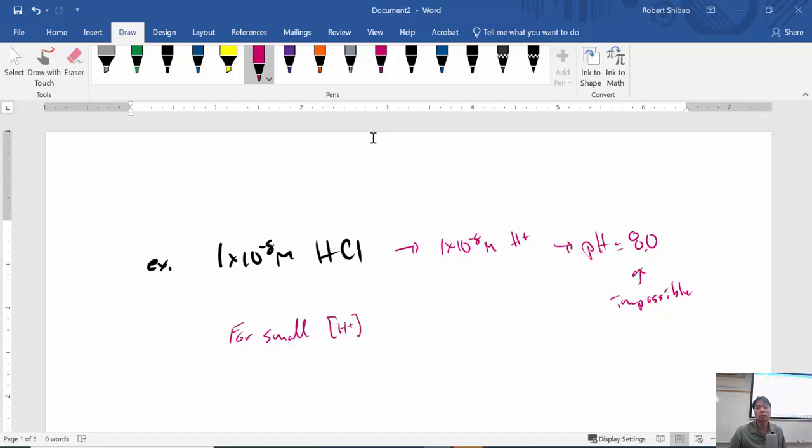Do you have a preference if we use H plus as opposed to H3O plus? No, I don't. You could use either. In chemical equations, I prefer H3O plus, but just for talking about pH and other things, H plus is fine.